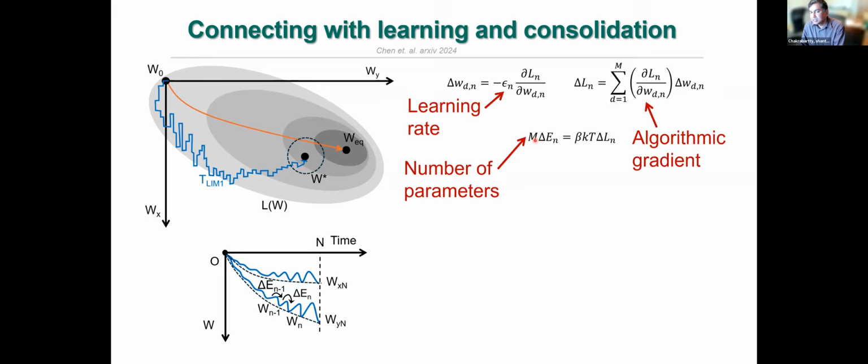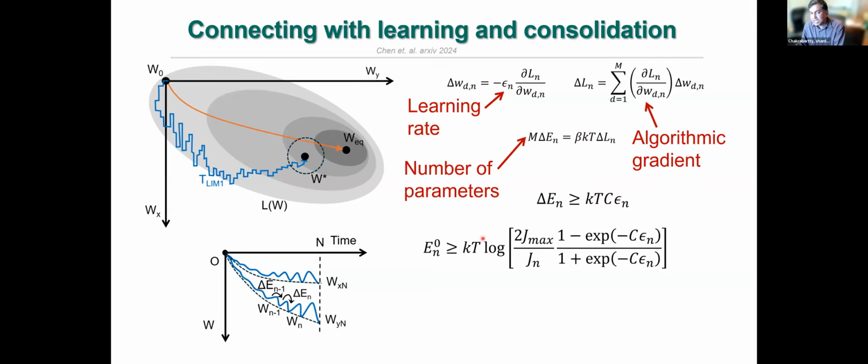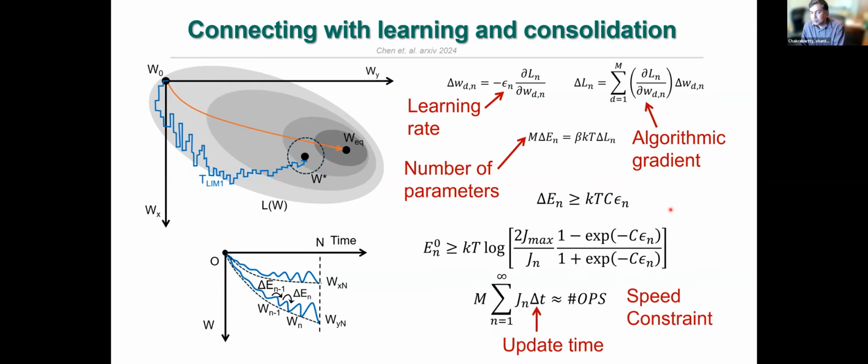M is the number of parameters in the model. Beta is some conversion factor that I have included over here. And then I can combine all of these things by saying that the total energy that is required has to be greater than KT. C is some constant that absorbs everything, beta, M, and everything else. Then if I plug this back into my master equation, I get this relationship. So I still haven't determined what the value of C is going to be.